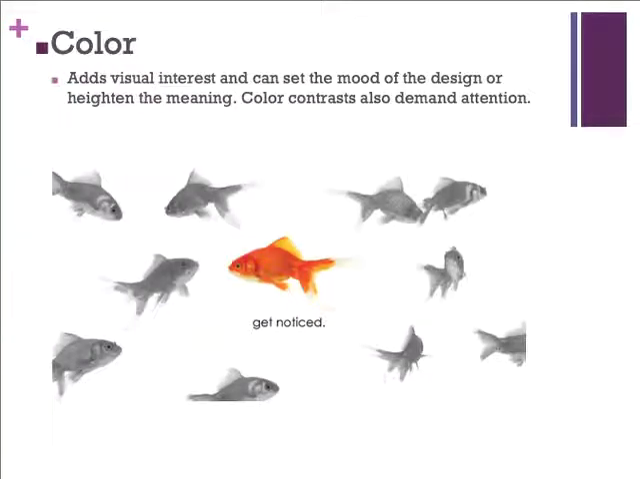Color. Color is important. Color adds visual interest and can set the mood of a design. It also heightens meaning. Color contrast can also demand attention, which helps with hierarchical development. So when you use color, you have to think, what kind of mood are you creating? Do you want a deep, dark, depressed mood, or do you want something happy? What colors convey those? Obviously, if you're having a darker meaning, you're going to use darker colors. If it's happier, you're going to use brighter, lighter colors. So those colors are very important in your design.